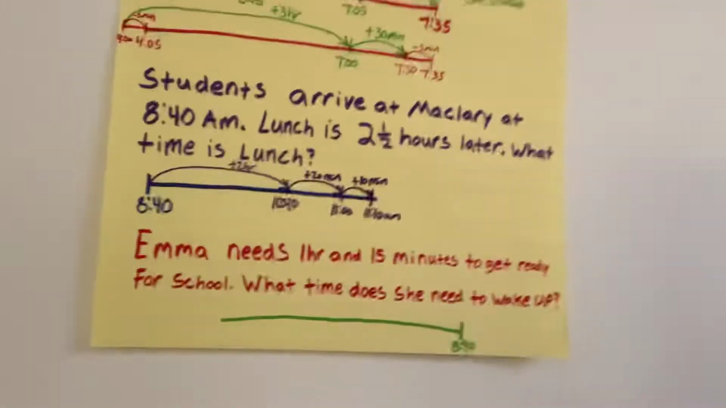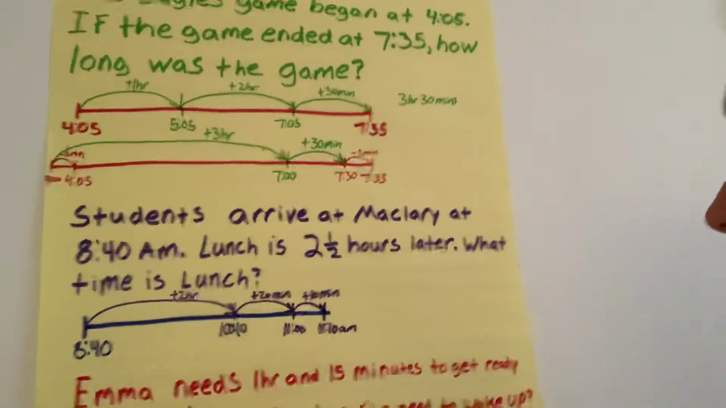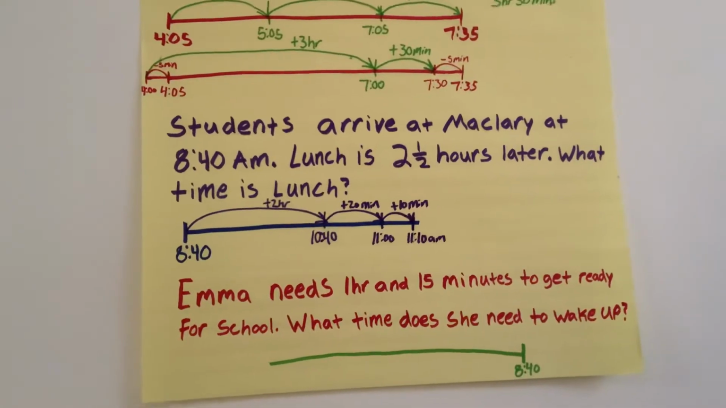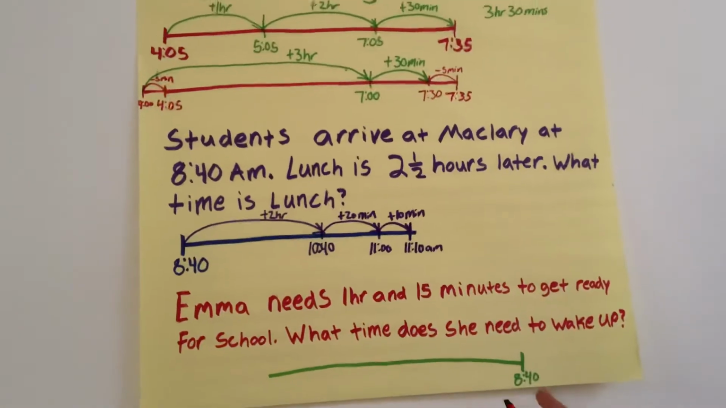So the last one, okay? So this is kind of working in the opposite way. So Emma needs an hour and 15 minutes to get ready for school. What time does she need to wake up then? So this is kind of going backwards. So we have to remove time, basically.